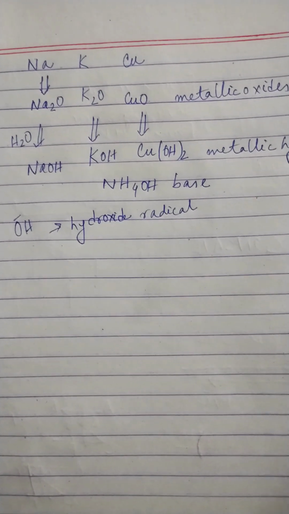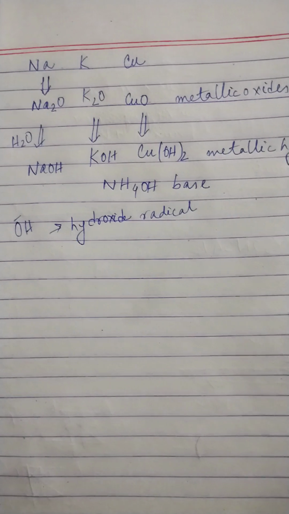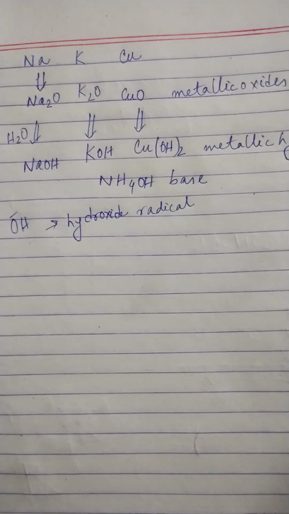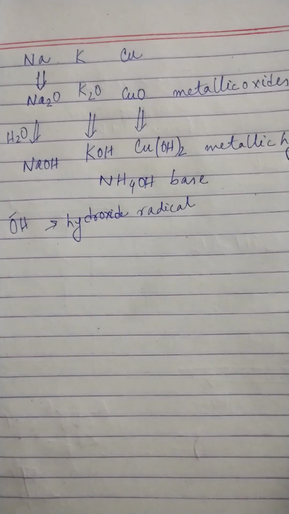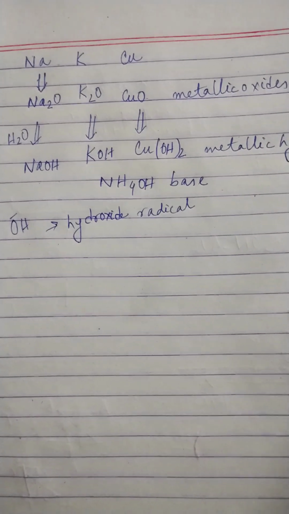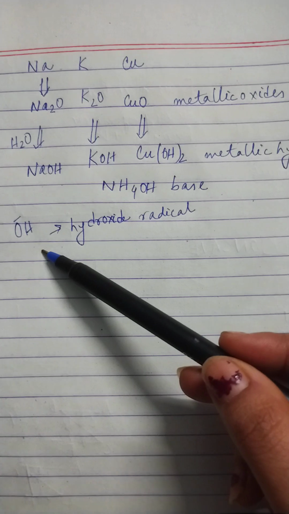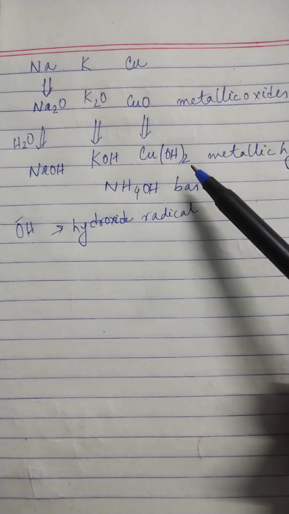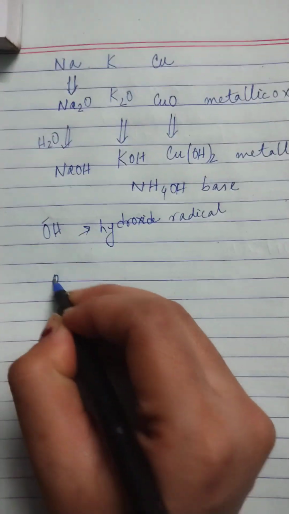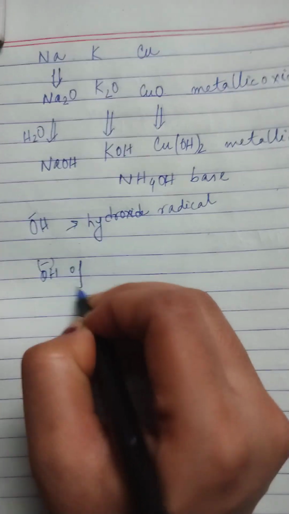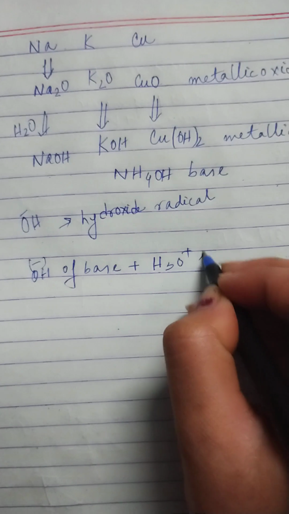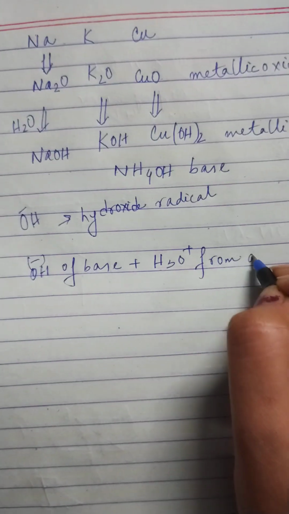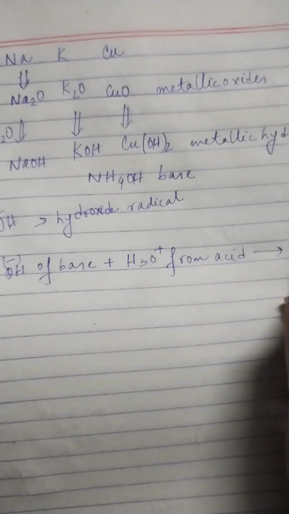See page number 43, it is written, when bases react with acid, we get salt and water. Now bases produce hydroxide ions and acids produce hydronium ions. That means the hydroxide of the base plus the hydronium ion from the acid will give you the water molecule.